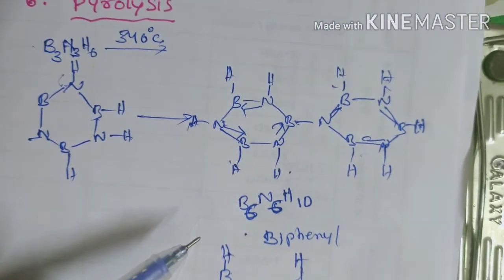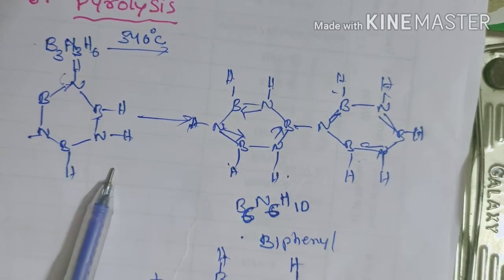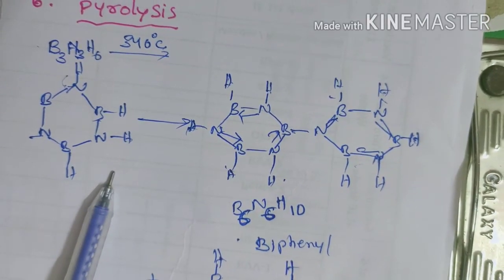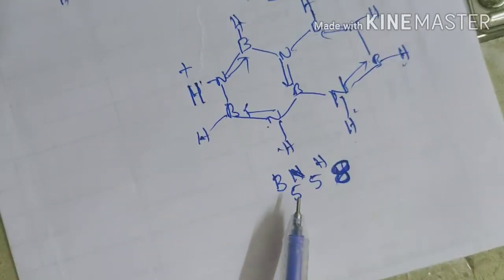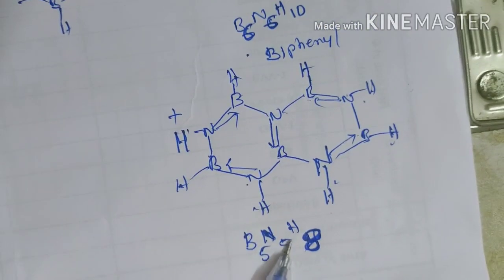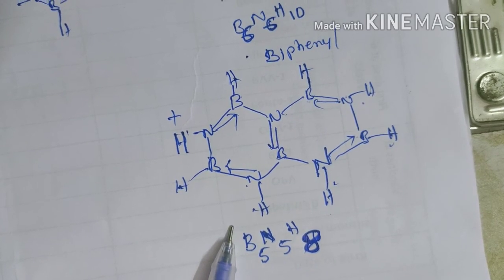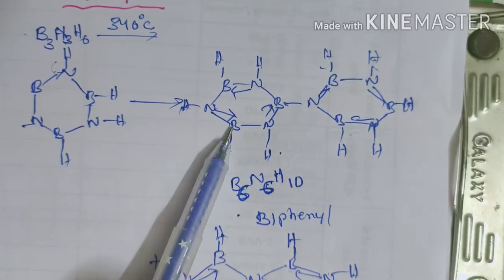So, borazole or borazine on heating at 340 degrees centigrade, forms two types of compounds. One is B6N6H10 and the other one is B5N5H8. This one is similar to the naphthalene and this one is similar to the biphenyl. Now we discuss the structure of the borazole or borazine.